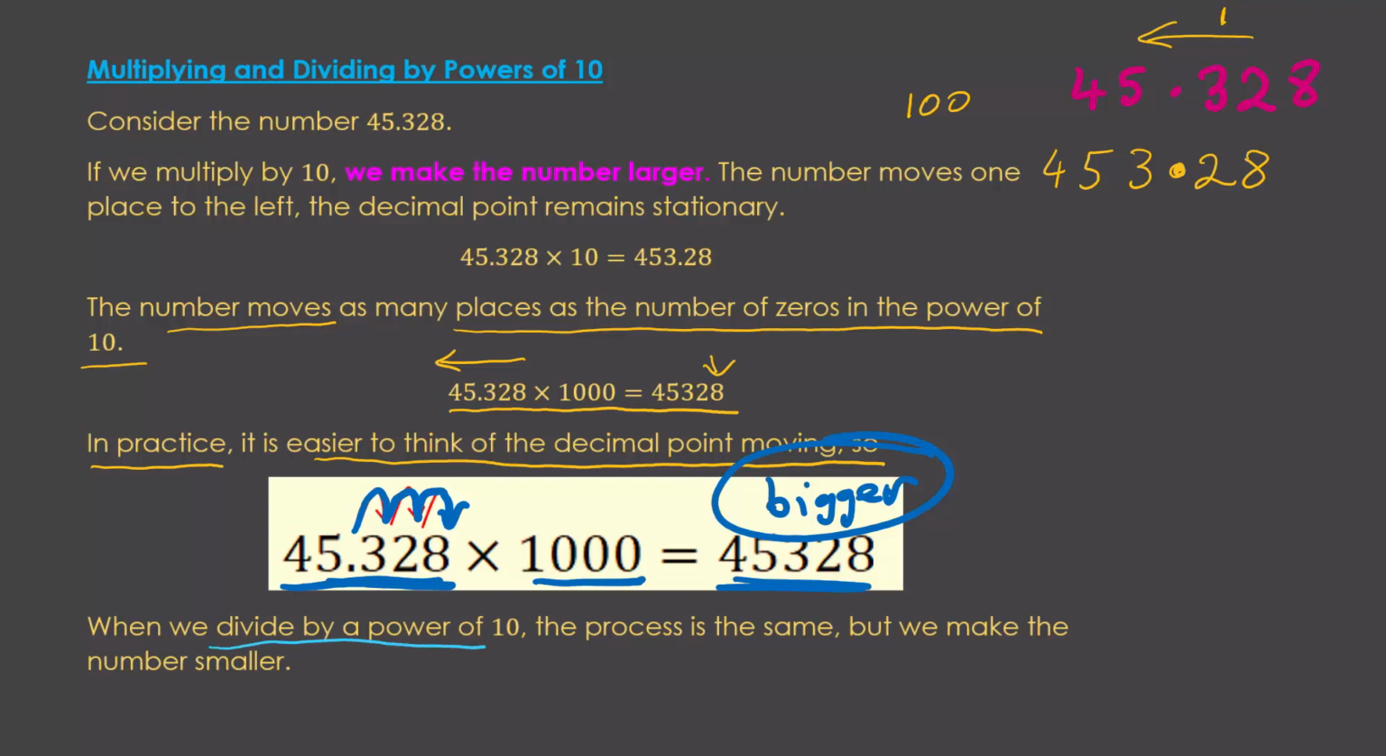When we divide by a power of 10, the process is the same, but we want the number to become smaller. If we divide by 10, the number will become smaller.